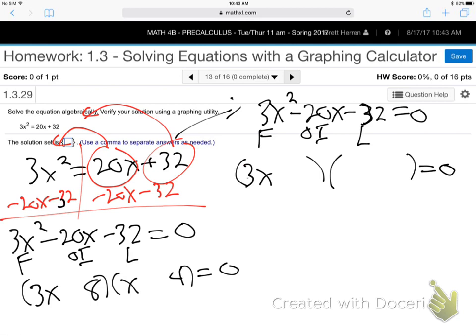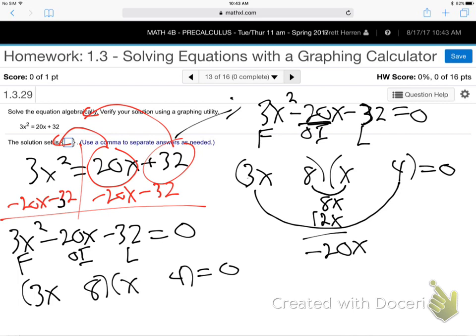So 3x, regular x, 8 times 4. Now, no signs yet. Hold off on the signs. How do you know if that's right or not? Well, you've got to check the middle, the OI. What does the O and the I stand for in the word FOIL? Outer with outer and inner with inner. So what's the two inner? 8x. What's the two outer? 12x. Can they make the middle negative 20x?